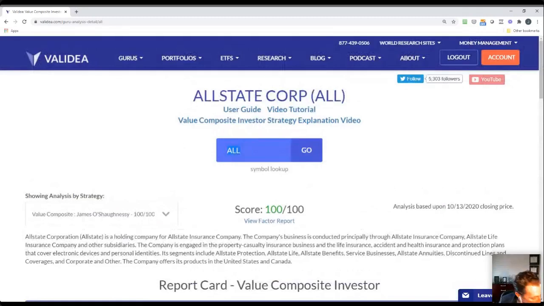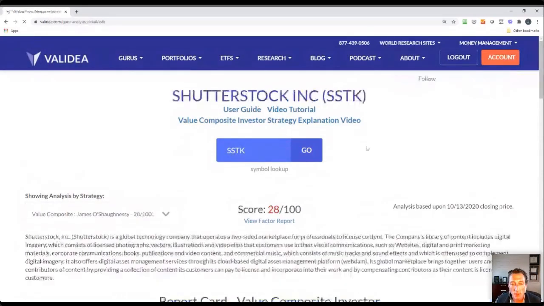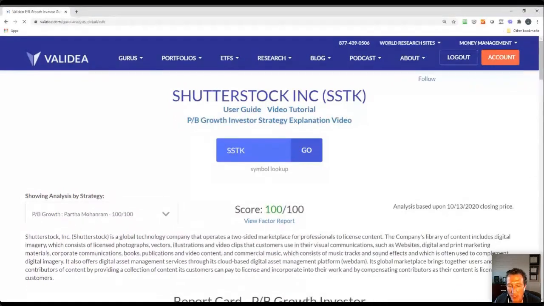I'm going to look at a company you guys might be familiar with, Shutterstock. Anyone that has ever wanted to purchase imagery and pictures online, Shutterstock is one of the leading companies that allows you to do that. It's basically like a marketplace for licensed media content that can be bought.